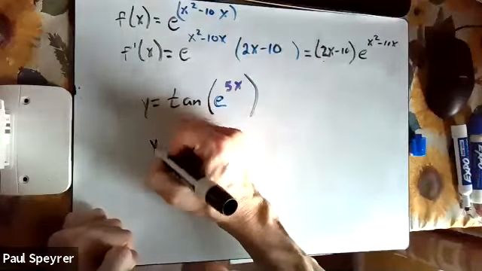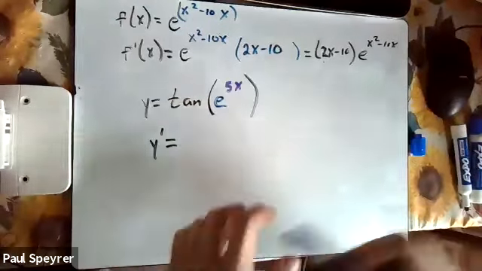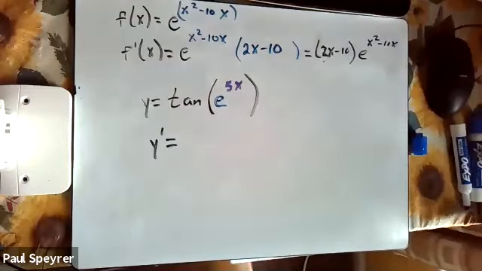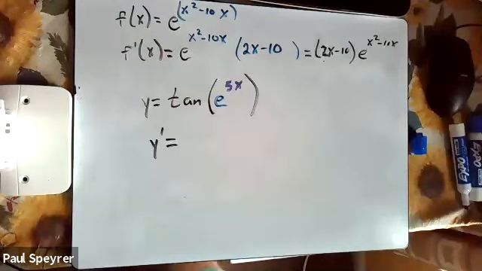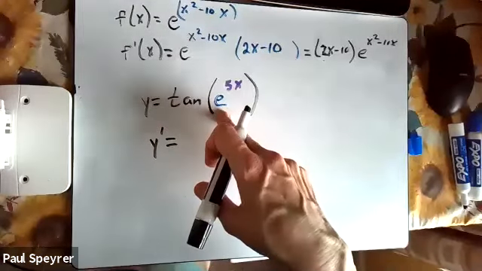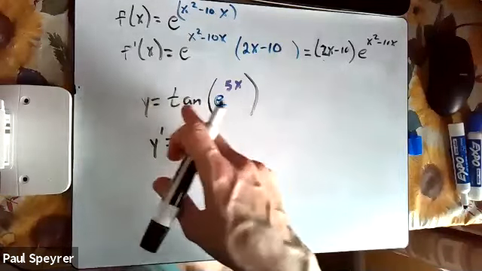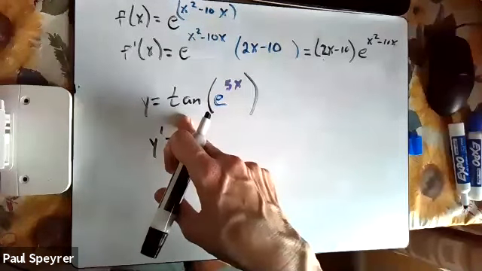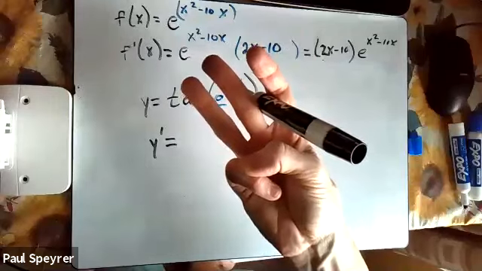And we want to find that first derivative. How are we going to do that? This is still the chain rule right here, except now we basically have three components. We have this 5x that's trapped inside of the e, and then we also have the e that's trapped inside of the tangent. So we have to do the chain rule 3 times right here.